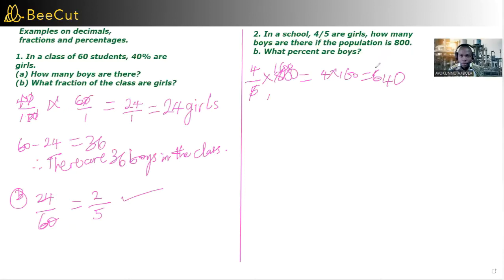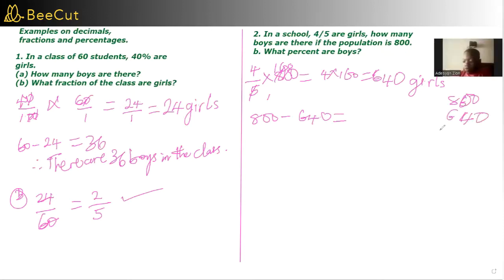No, that's not the number of boys, that's the number of girls, because 4 over 5 are girls. So you just found 4 over 5 of 800, which is 640 girls. So how many boys are there now? How do I get the number of boys? Okay, fine. 800 minus 640, right? And that will be what? 800 minus 640, and that's what?